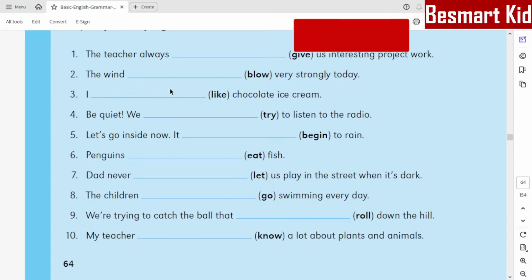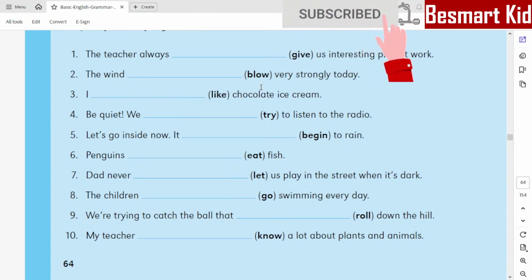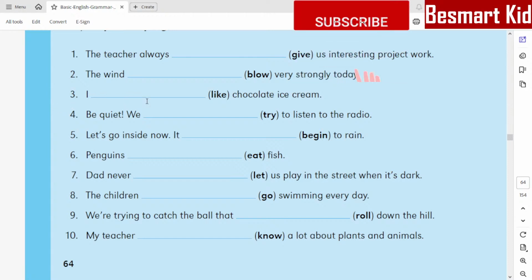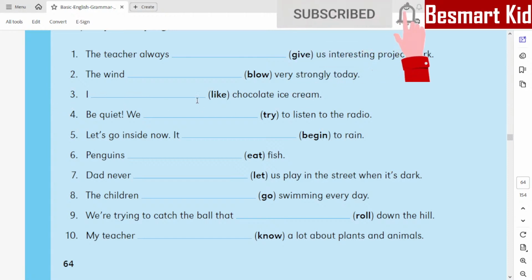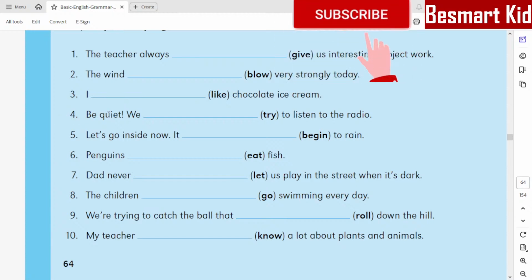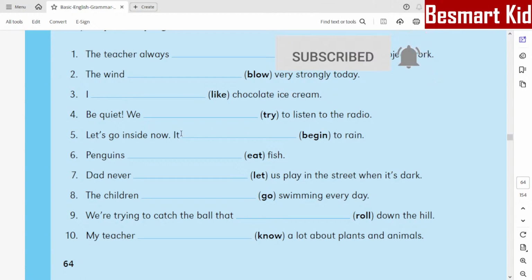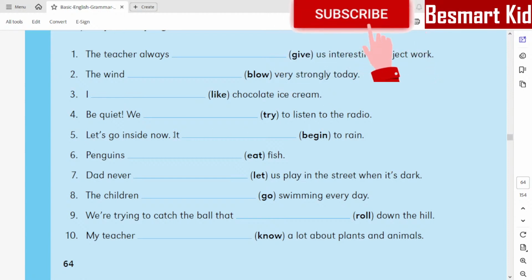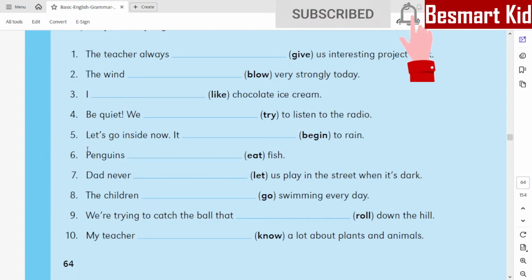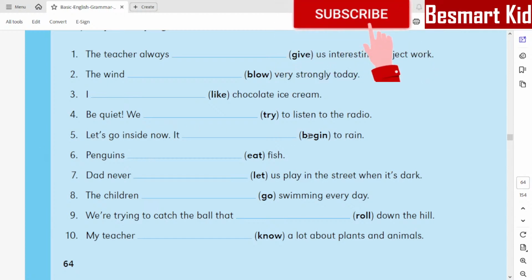Second, the wind dash very strongly today. Third, I dash chocolate and ice cream. Fourth, be quiet. We dash to listen to the radio. Fifth, let's go inside now. It's dash to rain.